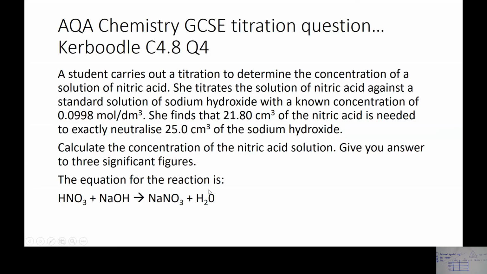Okay, so here we are. So we can see we've got the equation written out just like we've done, but we've got 3 pieces of information that we can put inside our grid now. We've got the concentration here of the sodium hydroxide. We've got the volume of nitric acid, and we've got the volume of the sodium hydroxide. Okay, and so we can now hopefully work out the concentration of the acid. So let's have a go at doing that.